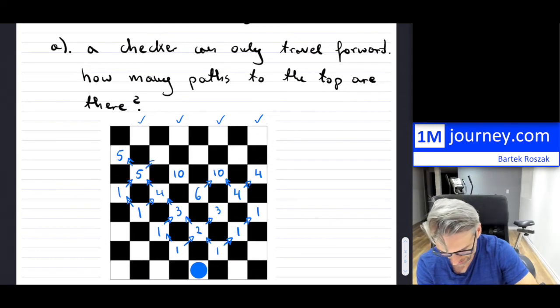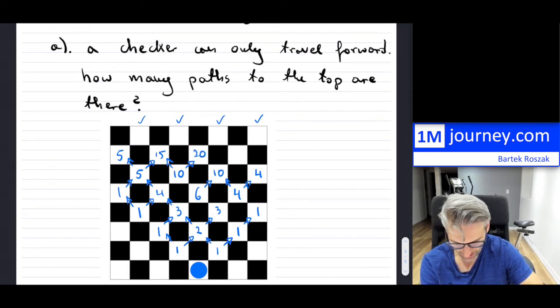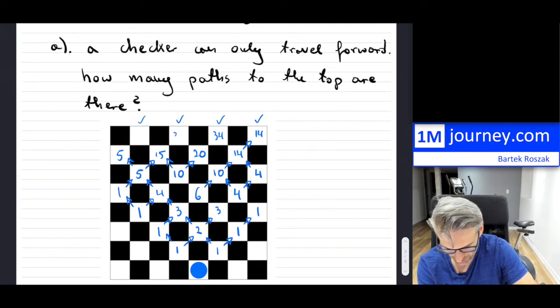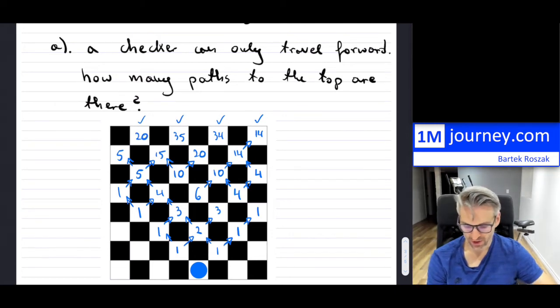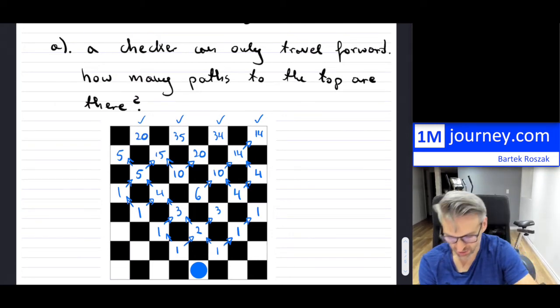Now right here, it's going to be these 2, that's 15. This right here, that's going to be 20. This right here, that's 14. Okay, so now right here, it's still only 14, so this would have been 34. Adding those 2, this is 35, and then this is 20. So there are 20 ways to get to this spot, 35 ways to get to this spot, 34 ways to get to this spot, and then 14 ways to get to that spot.